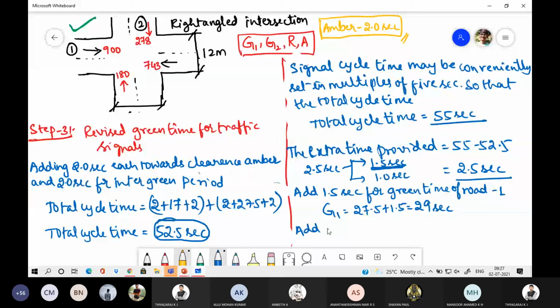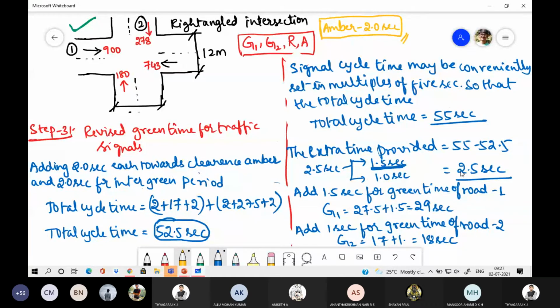Now add 1 second for green time of road 2. So G2 is equal to 17 plus 1, equal to 18 seconds. Is it clear? Yes, sir. Is it understood or not? What we are writing, is it clear?